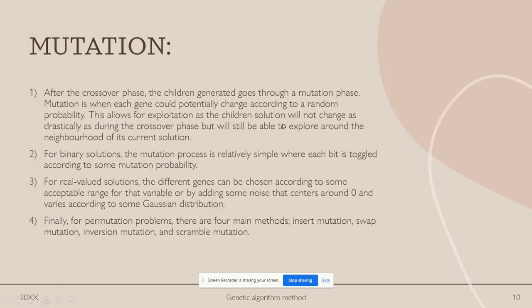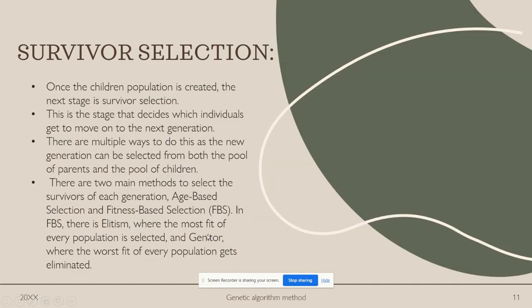And the next one is mutation. In mutation, we randomly select some positions in a gene, and we randomly change the values from zero to 1 or 1 to 0. There are again some types of mutations like insert mutation, swap mutation, inversion mutation, and scramble mutation.